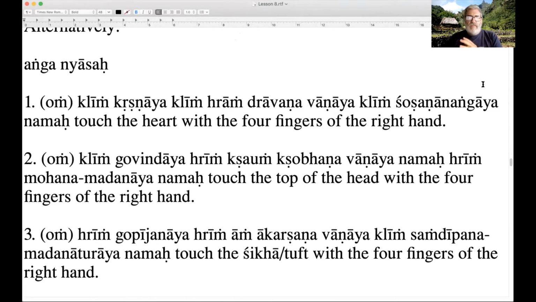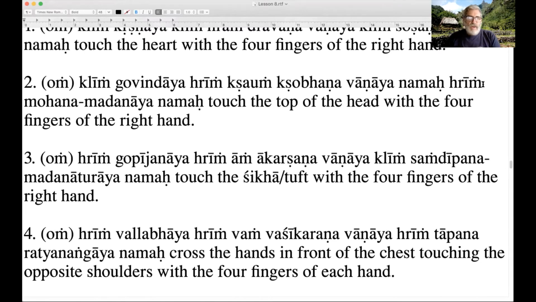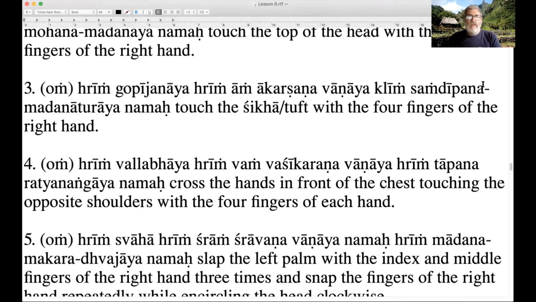Om Klim Krishnaya Klim Ram Dravana Vanaya Klim Shoshanangaya Namaha. Touch the heart. This would be more like a traditional Anganyasa. Om Klim Govindaya Hrim Shrom Shobhana Vanaya Namaha, Hrim Mohana Madanaya Namaha. Up to the top of the head with the 4 fingers of the right hand. Om Hrim Gopijanaya Hrim Am Akarshana Vanaya Klim Sandipana Madanaturaya Namaha.